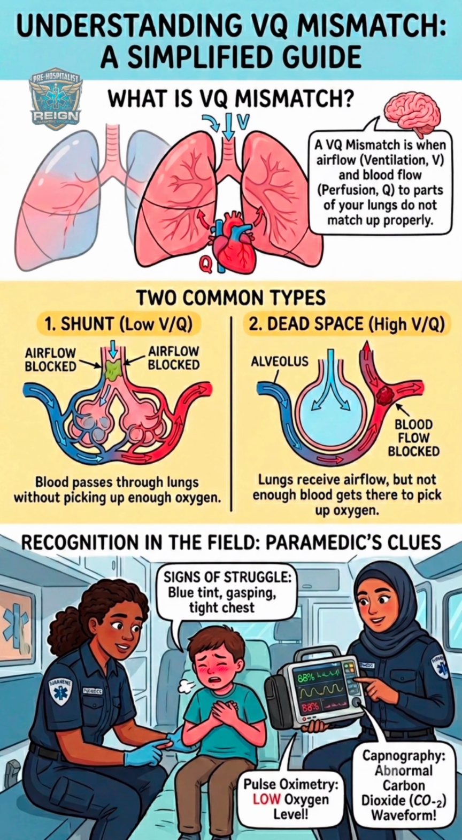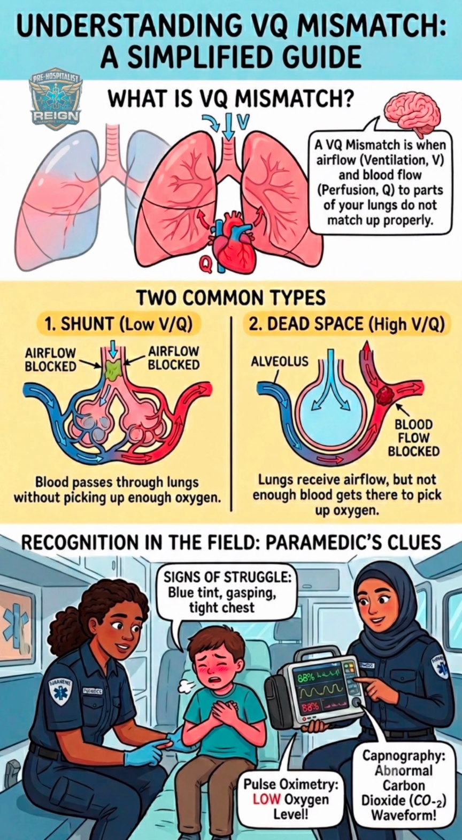How paramedics recognize it. Paramedics have to act like medical detectives, using clues and high-tech tools to spot a VQ mismatch. The look and listen test. Paramedics look for signs of struggle, flared nostrils, muscles pulling hard under the ribs, and a blue tint around the lips, cyanosis. They listen to the lungs with a stethoscope. If they hear wheezing, it's likely an air problem. If they hear eerie silence on one side, blood or air might be completely blocked.